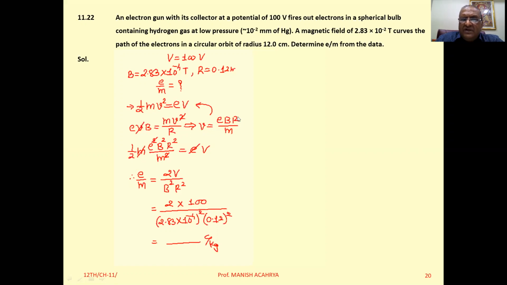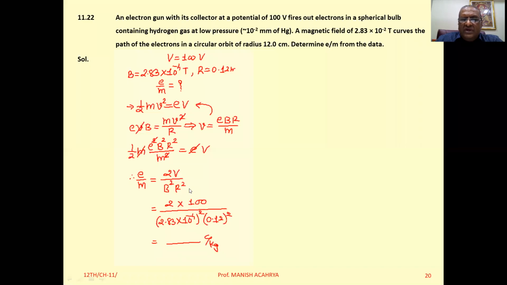Now substitute this particular equation of v obtained here in this previous equation. So half m v square, so e square B square r square upon m square, we can write on right hand side eV as it is. From both the sides, one e cancelled. Here on left hand side, one m cancelled. So now make E by M as a subject. So E by M equal to 2V upon B square r square.